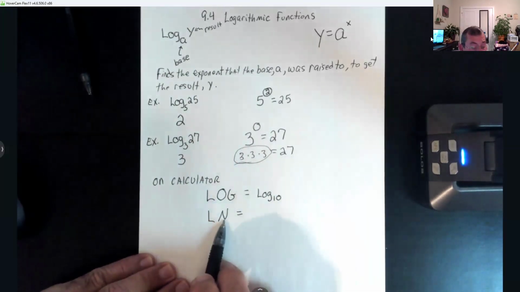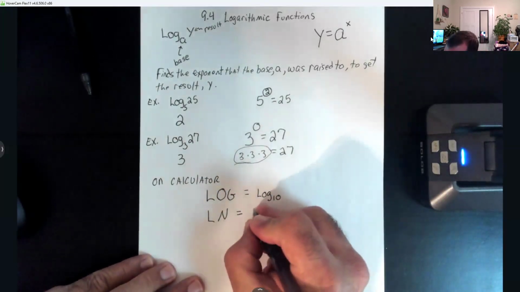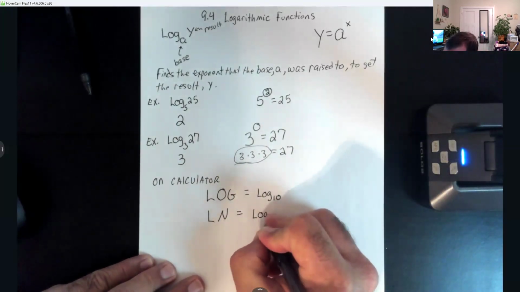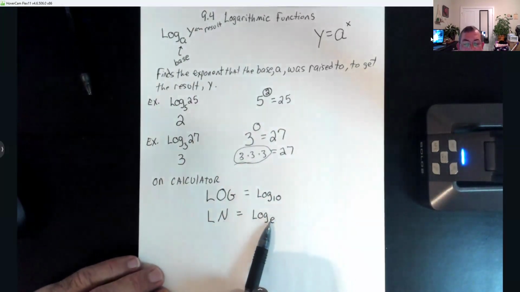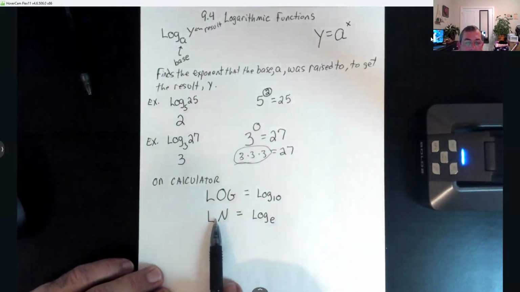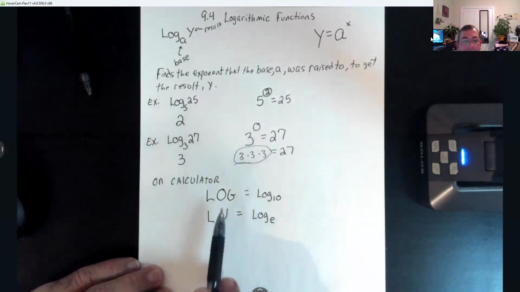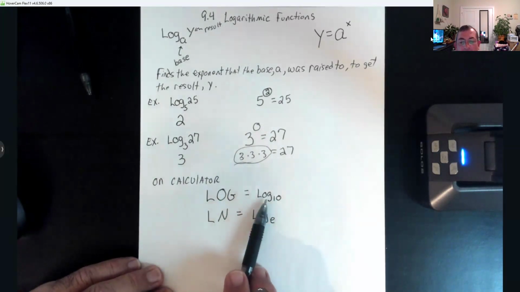All right, right below that, you see an LN button. LN is a special log. It's a log base E. So it's that little E we learned later. So the LN is a log base E. The log on front of the calculator is a log base 10.